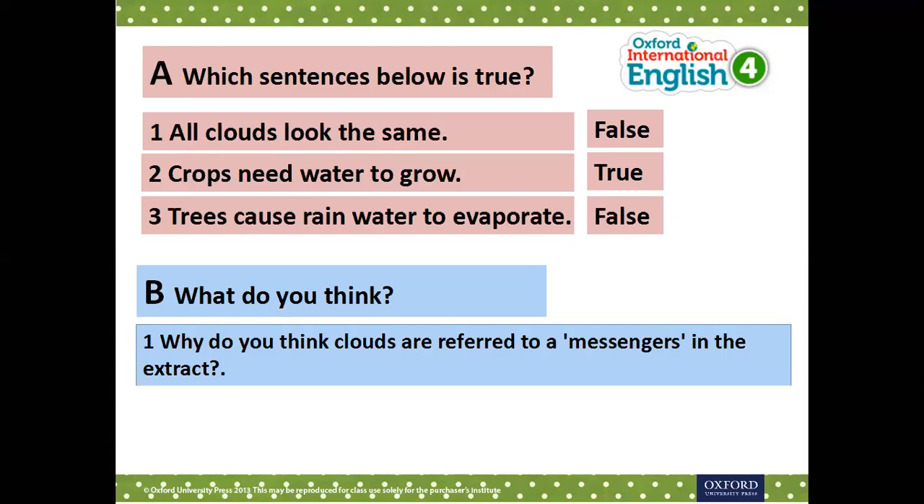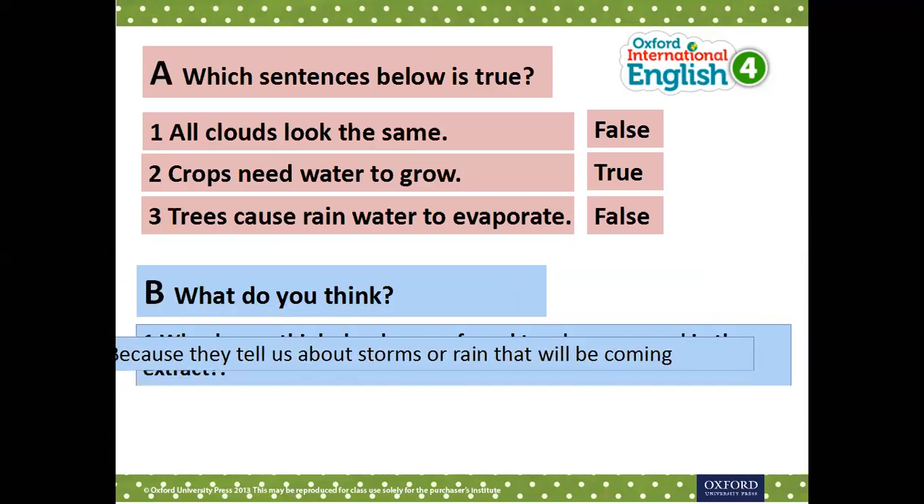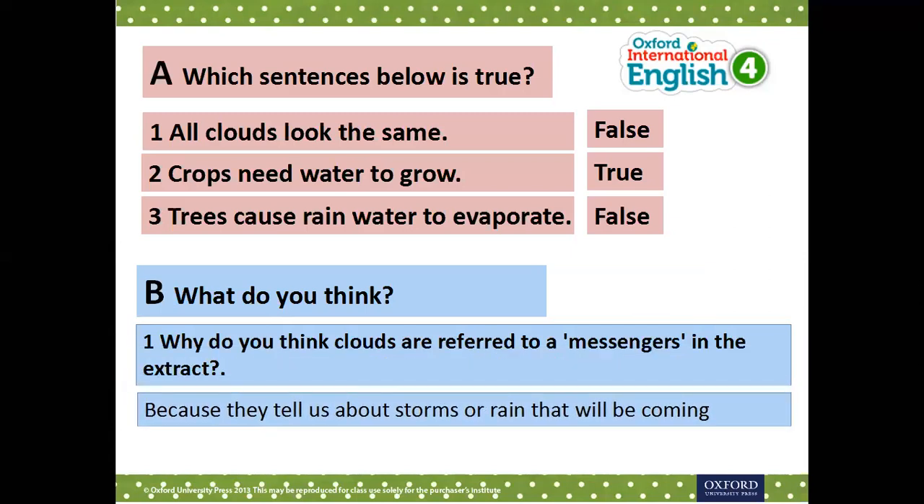Why in the text did they say that the clouds are messengers? Why are they messengers? They're giving us a message. What do they tell us about in the text? Storms. Because they tell us about storms or rain that will be coming.